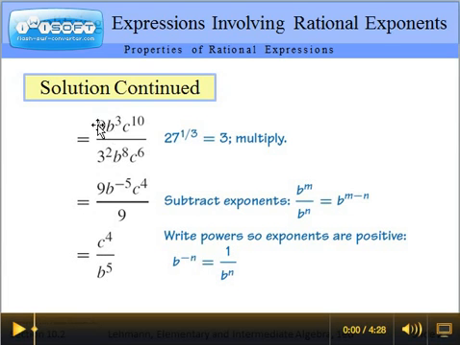So I'd end up with 9, b to the 3, c to the 10, all over 3 squared, b to the 8, c to the 6. When I simplify these, these two have the same base, so I'll subtract the exponents, that gives me b to the negative 5. Subtracting the exponents gives me c to the 4. Then I have 9 over 9, which cancels, so I have no numerical term here. And then the b to the negative 5 would go down to the denominator. So I'd end up with c to the 4 over b to the 5.